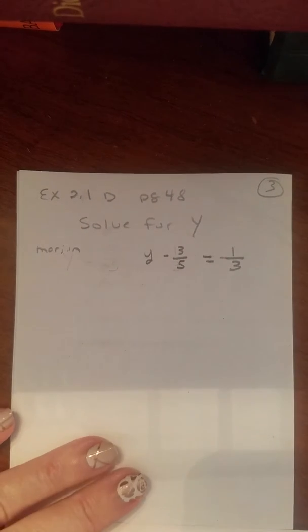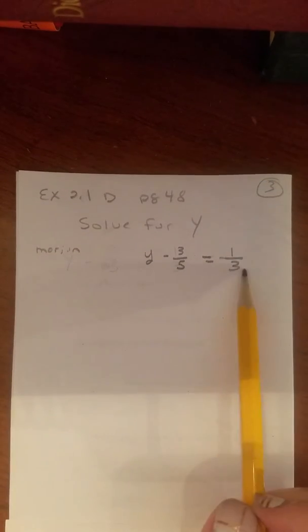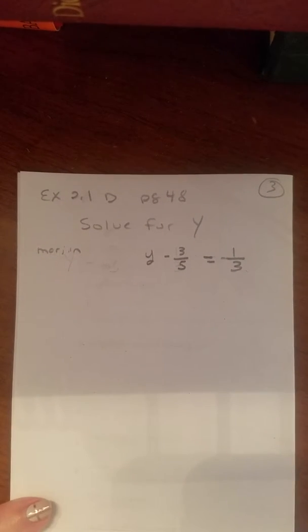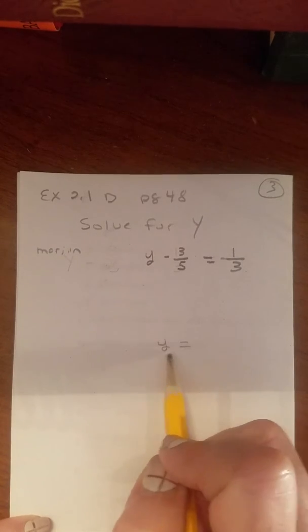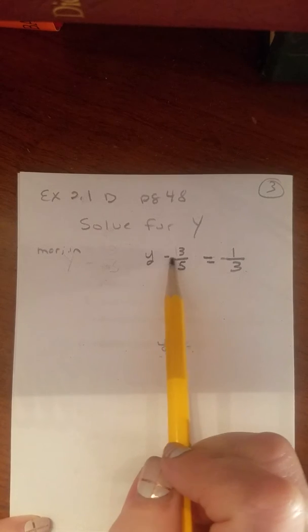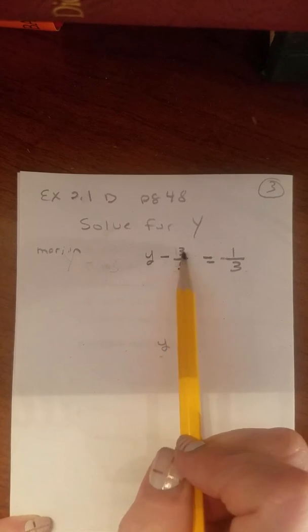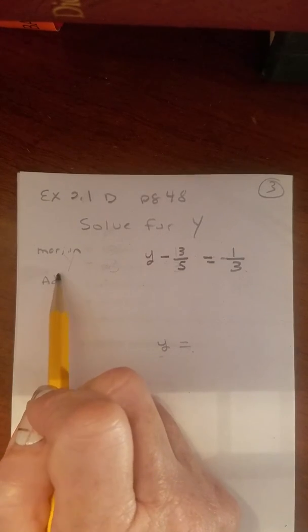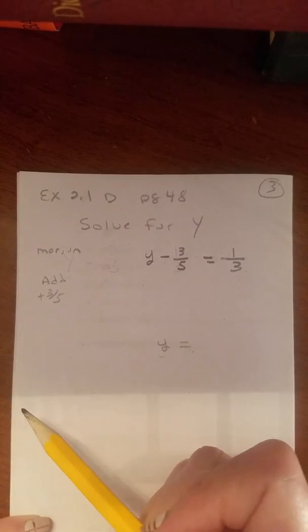All right, next one. It says, on example 2.1d, page 48, solve for y. All right, we have fractions. No big deal, right? Don't let fractions scare you. You know, when you're adding and subtracting fractions, you have to have common denominators, but the process for solving is just the same. Again, your goal here is to get y by itself, right? So what are they doing with the y right now? They are subtracting 3/5. So I want to do the opposite of subtraction, and I want to add a positive 3/5. If I add a positive 3/5, I have to do it to both sides.